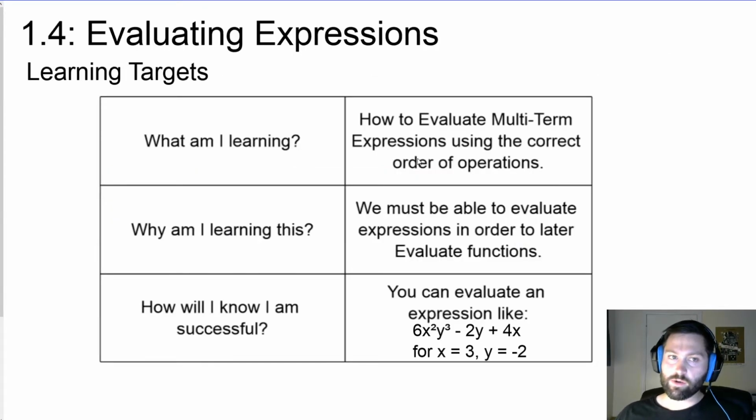So in this video, we're going to go over how to evaluate a multi-term expression using the correct order of operations. We have to be able to do this in order to have the skills to be able to evaluate functions later on. And you'll know you're successful when you can evaluate a more complicated expression like 6x to the second, y to the third, minus 2y plus 4x using given inputs like x is 3 and y is negative 2.